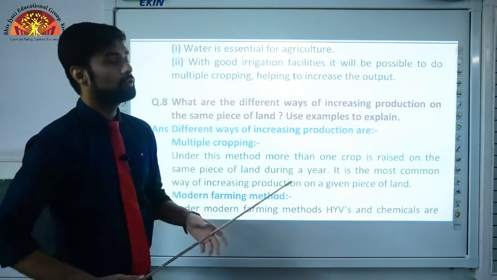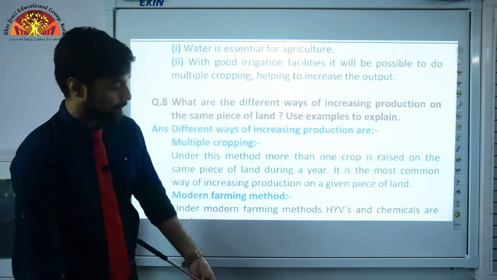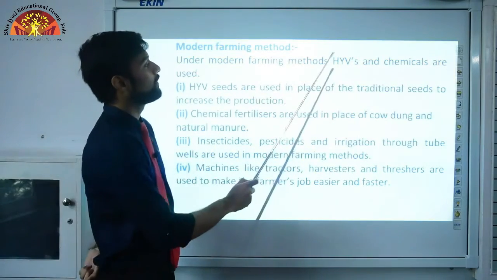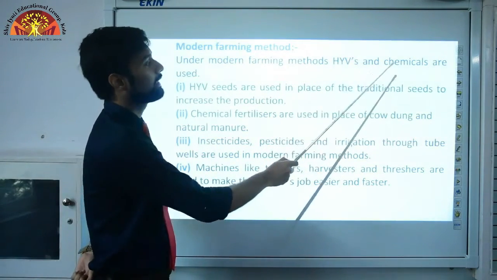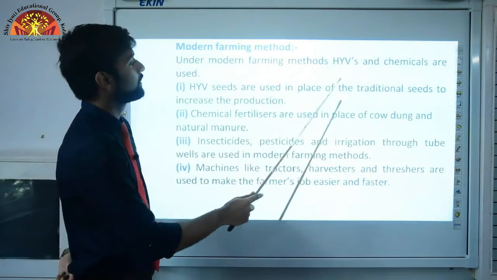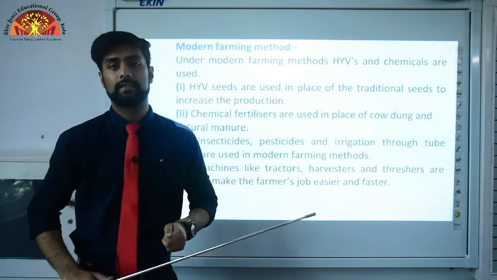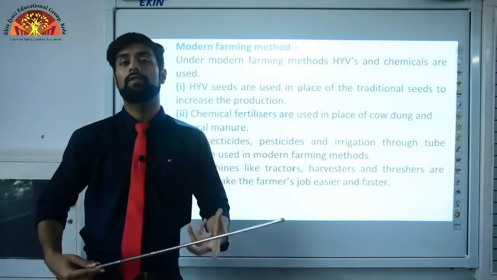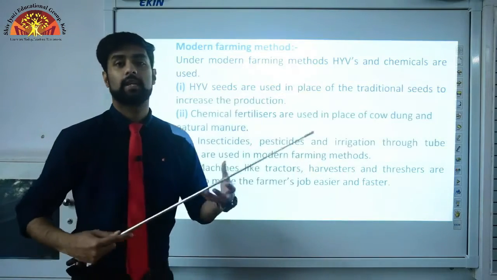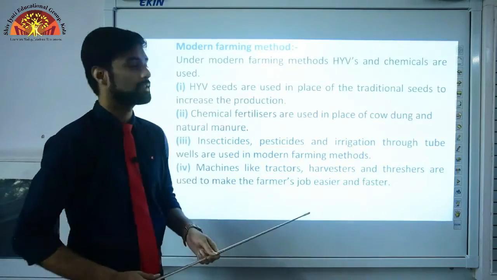Now, we can also use to increase production, modern farming methods, such as under modern farming methods, HYVs and chemicals are used. Modern farming methods में I will use high yielding variety seed and chemicals to increase my output. HYV seeds are used in place of the traditional seeds to increase the production. HYV seeds are genetically engineered seeds, okay? They are chemically designed to produce more crop. Instead of traditional seeds, I will use HYV seed. अगर मुझे प्रोडक्शन बढ़ाना है अपनी ज़मीन का तो मैं क्या करूँगा? अच्छी क्वालिटी के हाई यील्डिंग वैरायटी सीड्स यूज़ करूँगा.